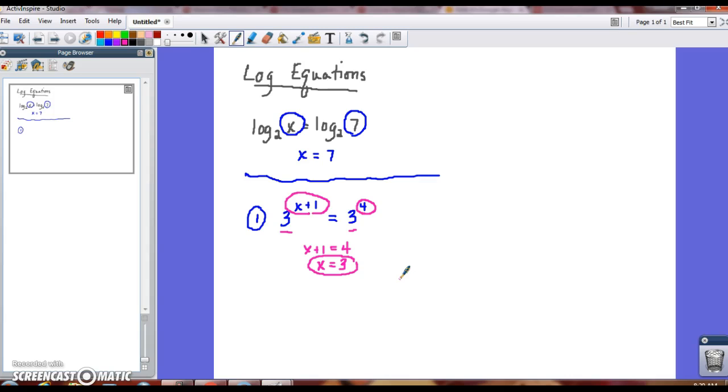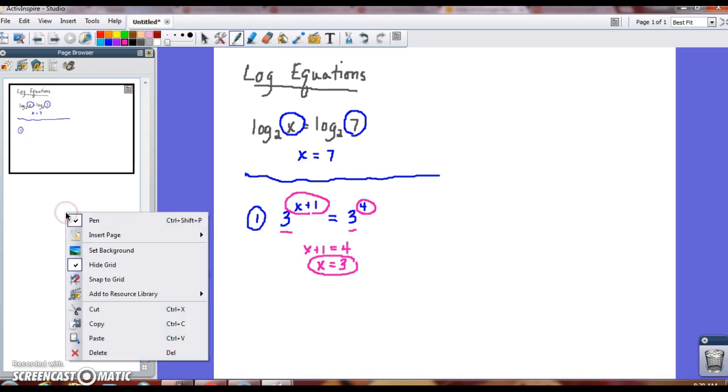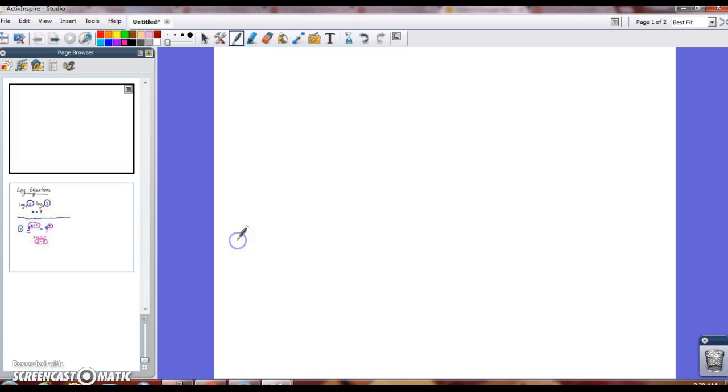Now, you might be given problems, and I shouldn't even say might, you will be given problems where those bases aren't going to be the same. And in that case, what do you do? Well, there's two different situations you can have. You can have a situation where the bases can be manipulated to be the same, or there's no way to ever get them to be the same. So let me show you those two different scenarios.